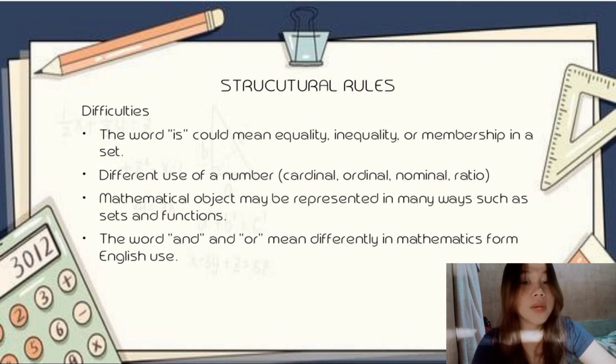The last one is the difficulties. First, the word "as" could mean equality, inequality, or membership in a set. Second is different uses of numbers such as cardinal, ordinal, nominal, and ratio. The third one is that a mathematical object may be represented in many ways, such as sets and functions. And the last one is that the words "and" and "or" mean differently in mathematics than in English usage.